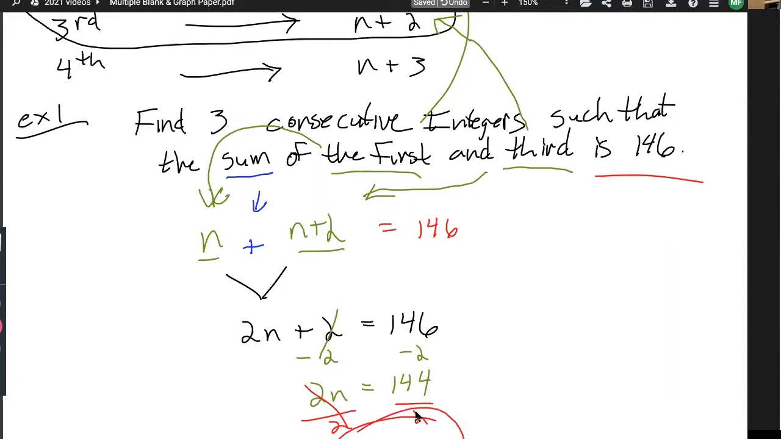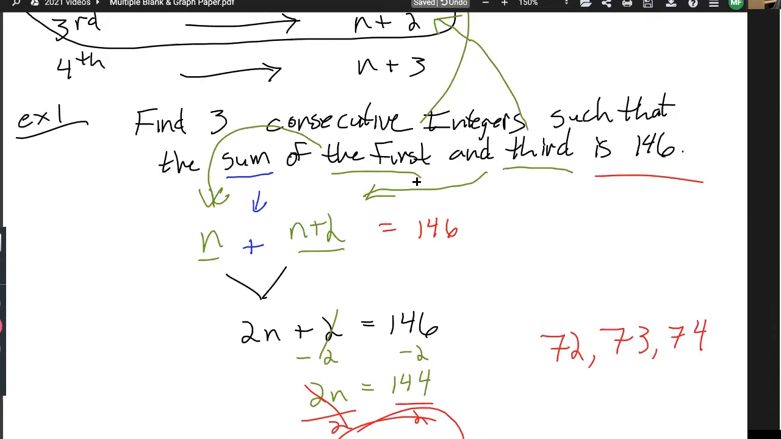The sum of the first and third, so n equals 72, but that's not the answer because the answer says find 3 consecutive integers. So if n is 72, that's the first one. So what are our 3? 72, 73, and 74. Okay, so let's see if this works in our riddle.